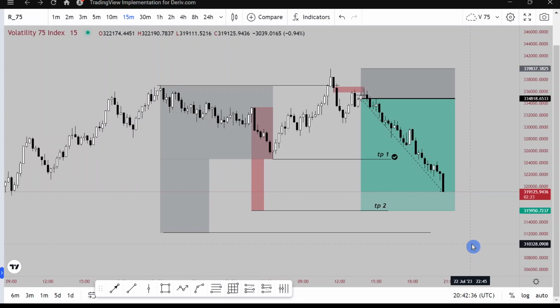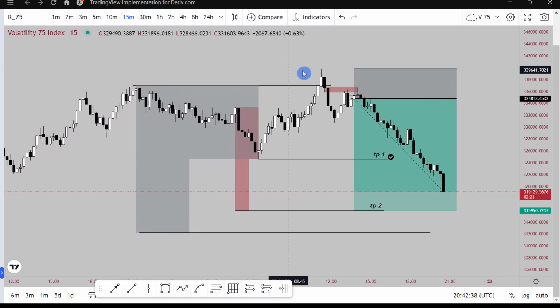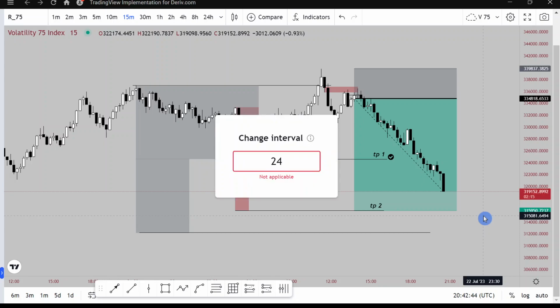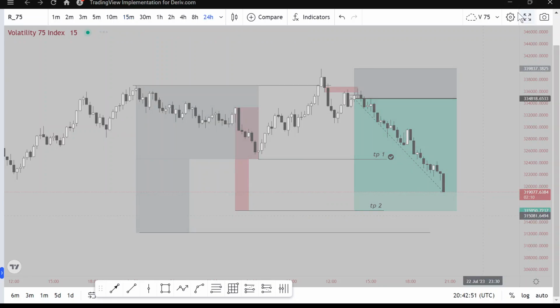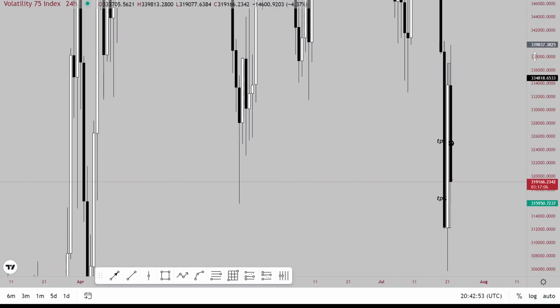Now let's get into it. Beautiful sell setup. As always, I start my analysis from the daily time frame. So let's go to the daily chart. That's where I start all my analysis from.